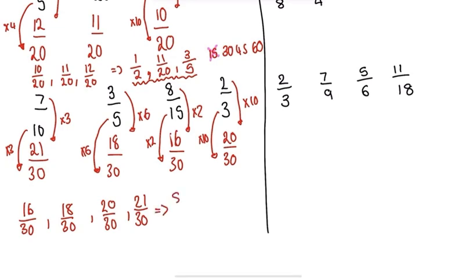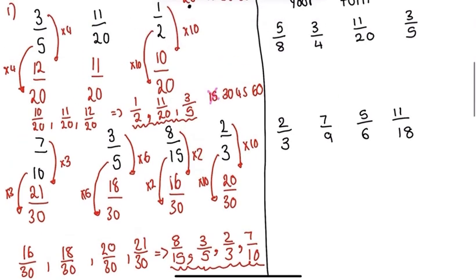So 16 over 30 was actually 8 over 15. 18 over 30 was actually 3 over 5. 20 over 30 was 2/3. And 21 over 30 was 7/10. So now I've put them in order from smallest to largest.